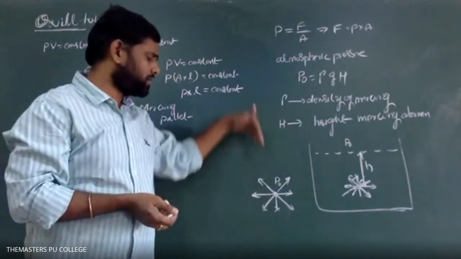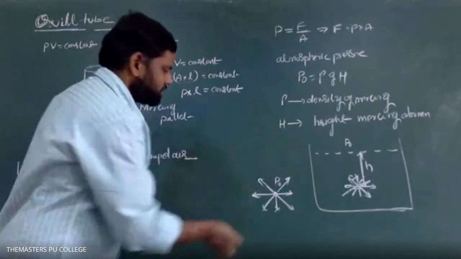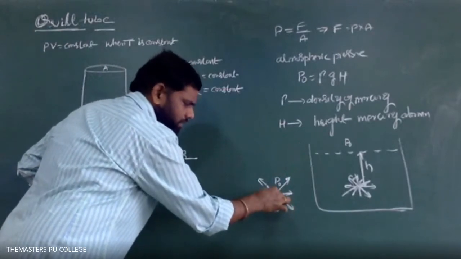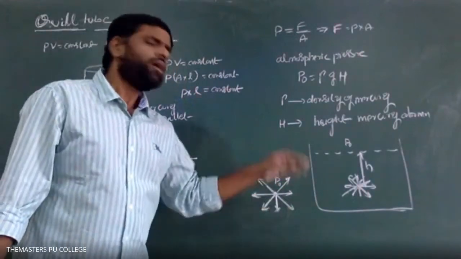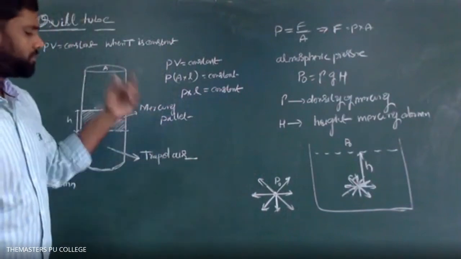We can't say that it acts exactly vertically downward or vertically up; it acts in all possible directions. For example, if you take a point here, it acts in the downward direction. If I take a point here, it acts slantwise in this direction. So pressure is always normal to the surface at the point we have considered. That is about the fluid tube.